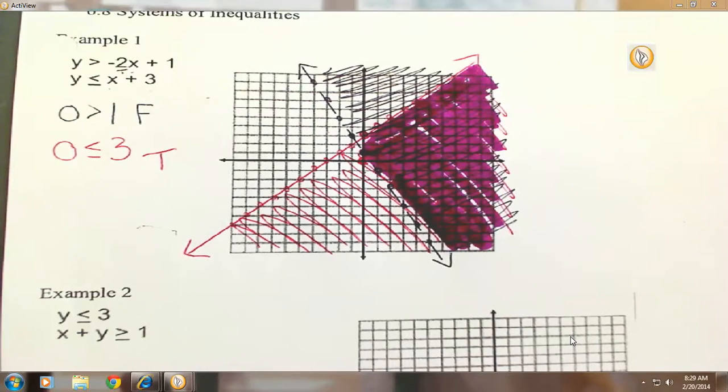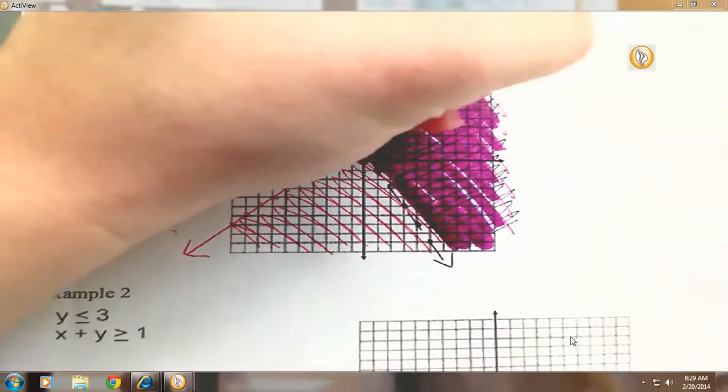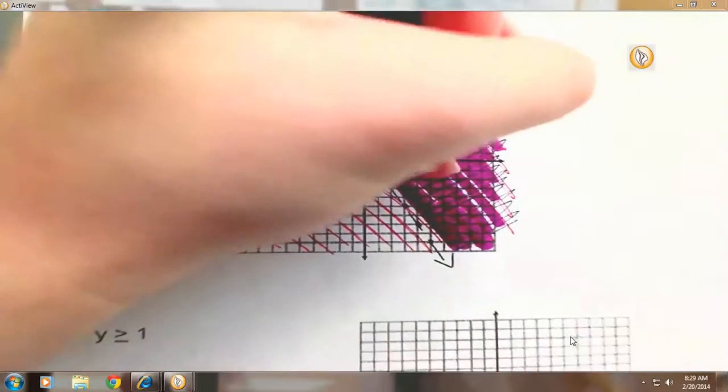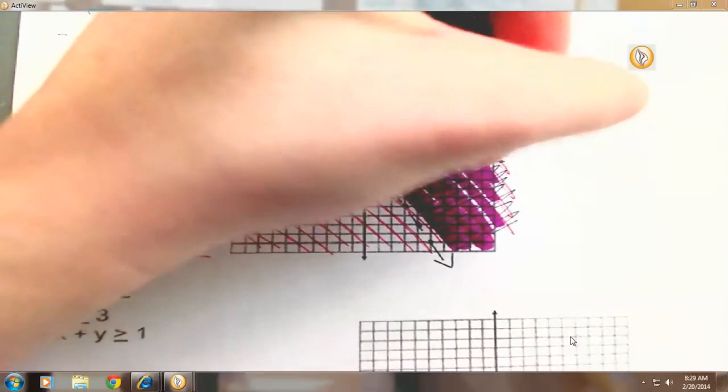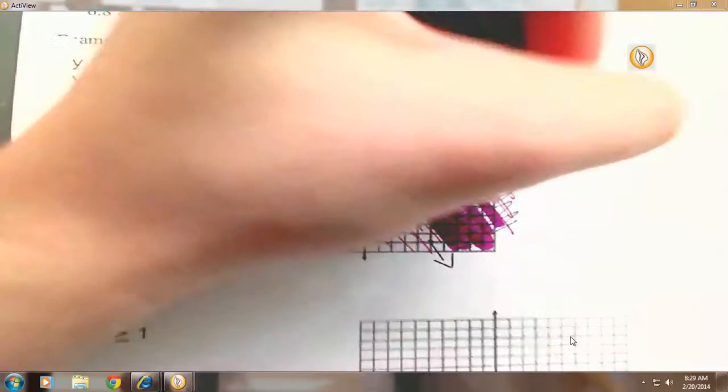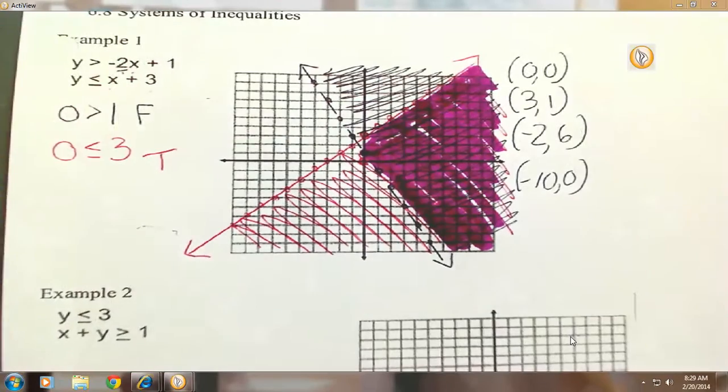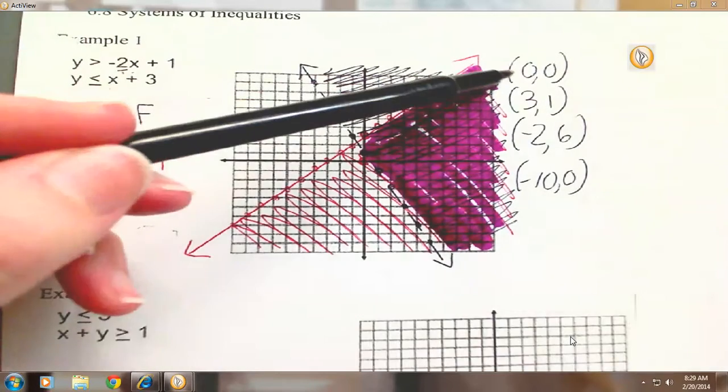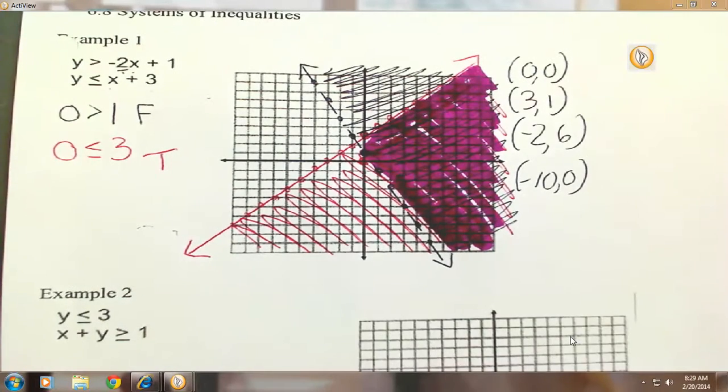Let me ask you guys a question. I've given you 4 ordered pairs off to the side of my graph. How would you know if these are solutions to the system of inequalities? Okay, you could plug it back in. Is there another way we can figure it out? You could plot them on the graph. Okay, so if we plotted them on the graph, what would we be looking for?